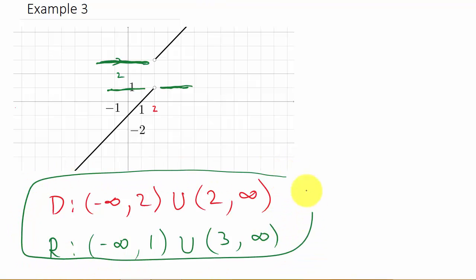So the main thing when you're looking for domain and range from a graph: for the domain, what x values does the graph cover? And for the range, what y values does the graph cover?